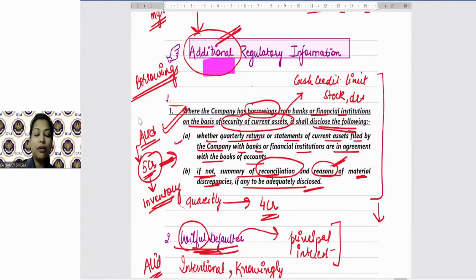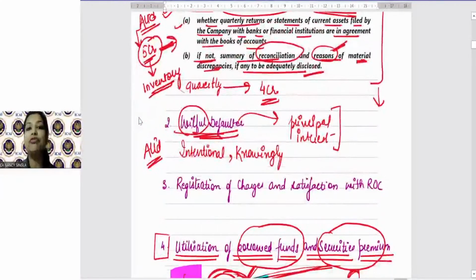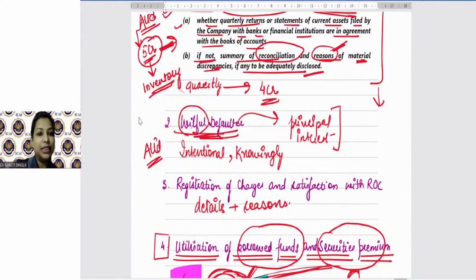Second में हमने क्या देखा? If a company has been declared as a willful defaulter by a bank or financial institution, तो company को क्या additional regulatory information देना है? That what is the date of such declaration and the details, that is the amount and the nature. Registration of charges and satisfaction with ROC. If the same is not done within the statutory period, then what are the details and the reasons for the same? ठीक है? यूटिलाइजेशन ऑफ बोरो फंड्स एंड सिक्योरिटीज प्रीमियम हमने बहुत डिटेल में किया है. नहीं समझ आया तो यू कैन ऑलवेज सेंड इन योर रिप्लाई.